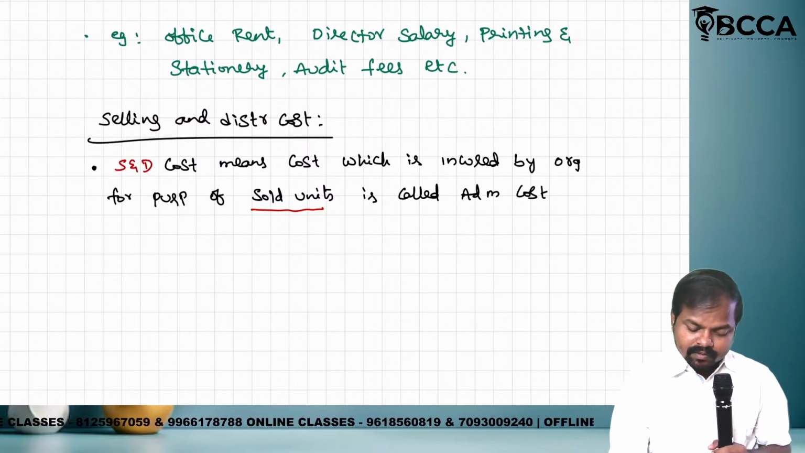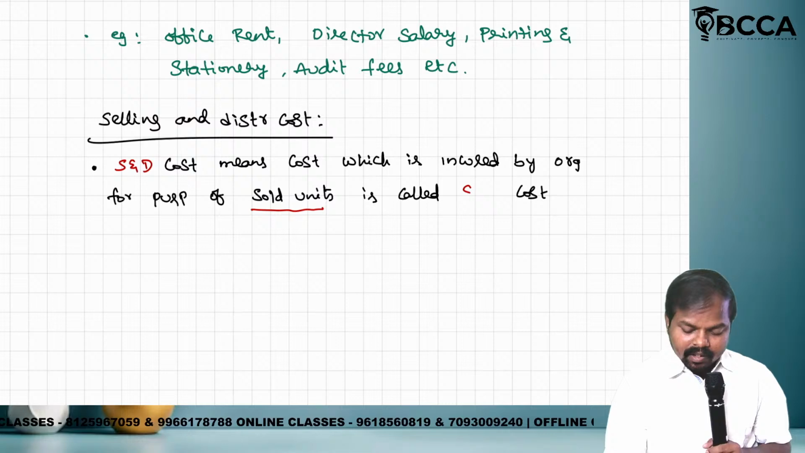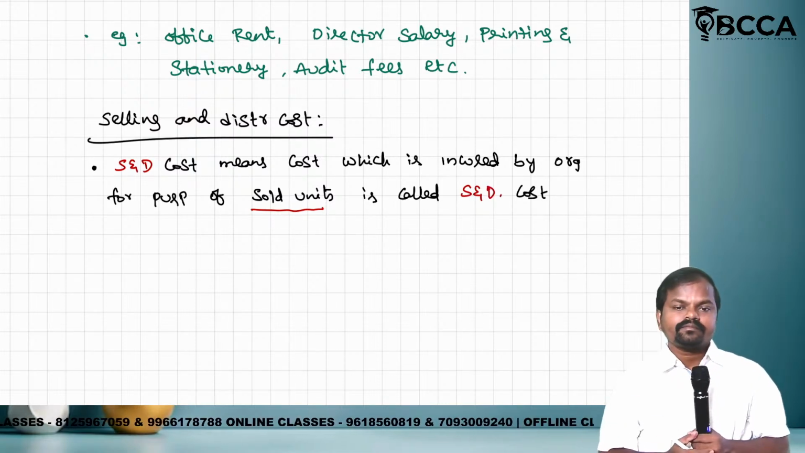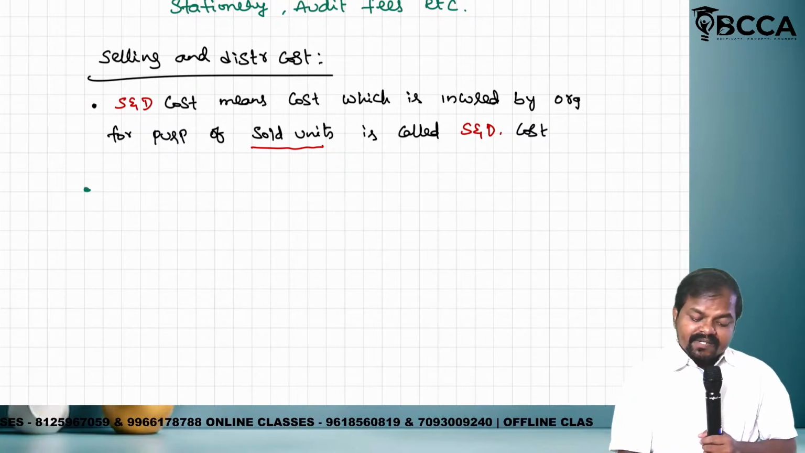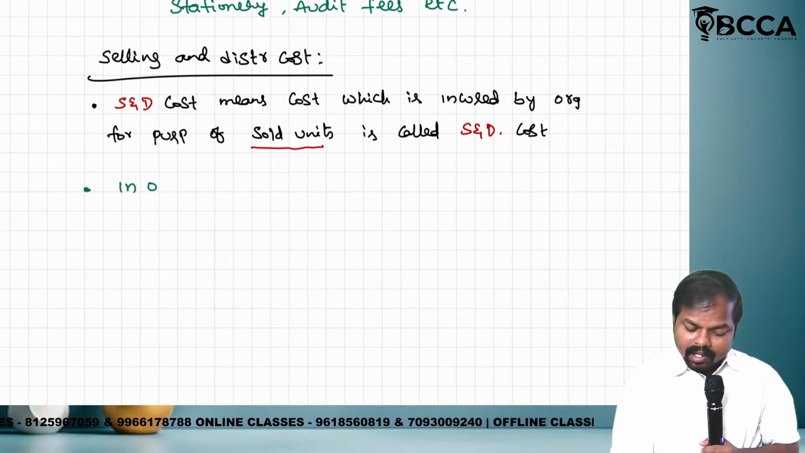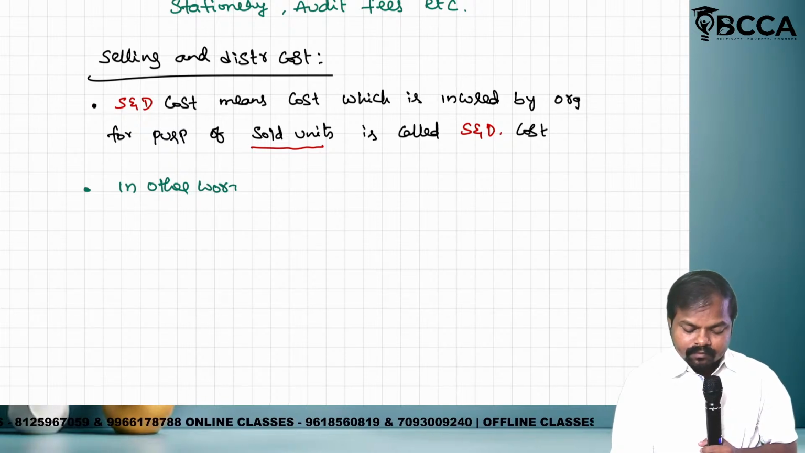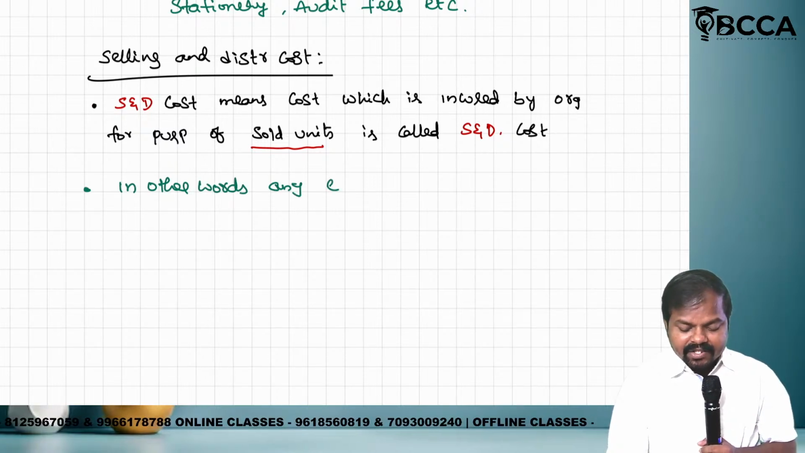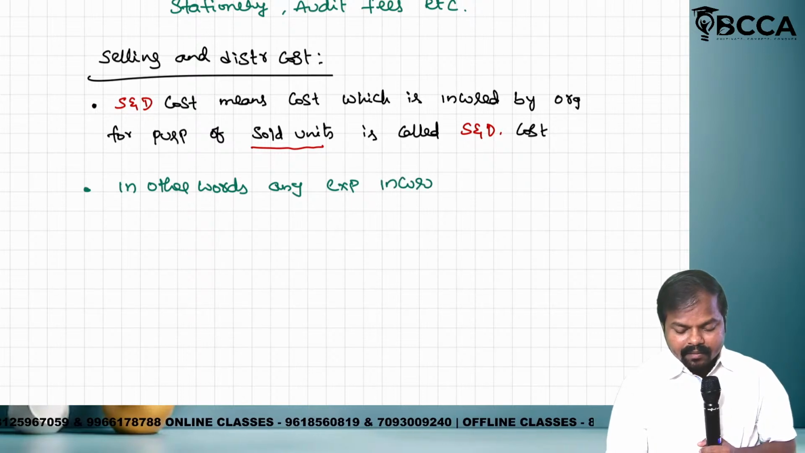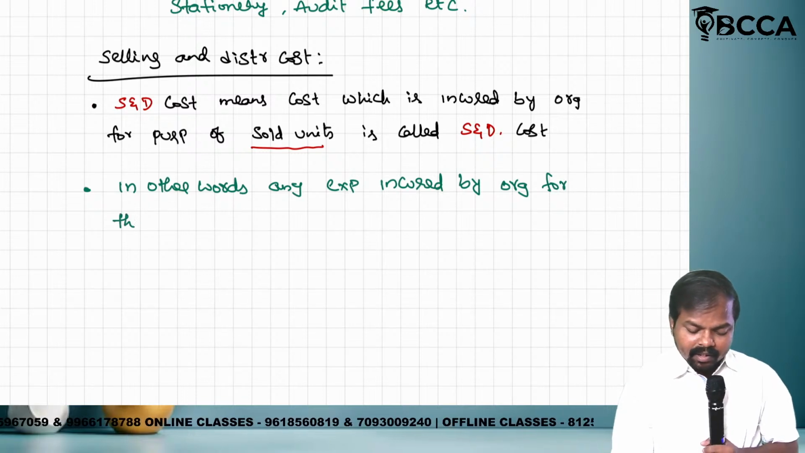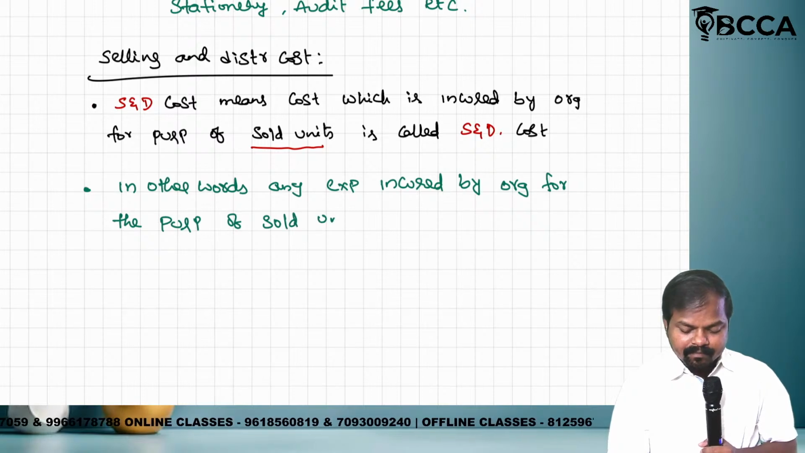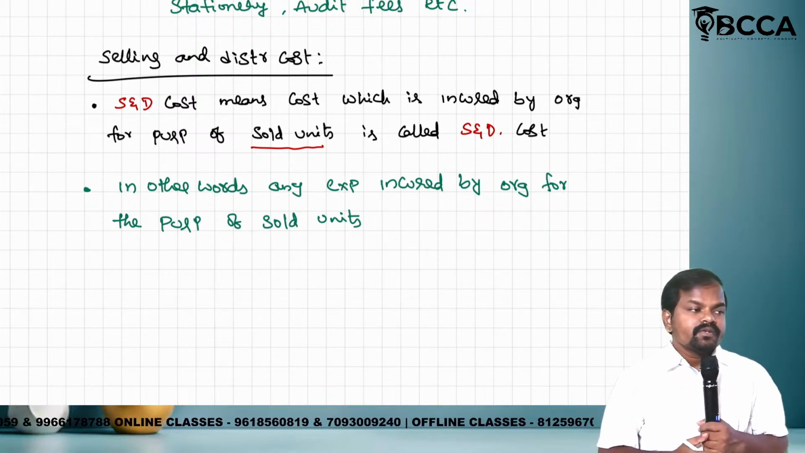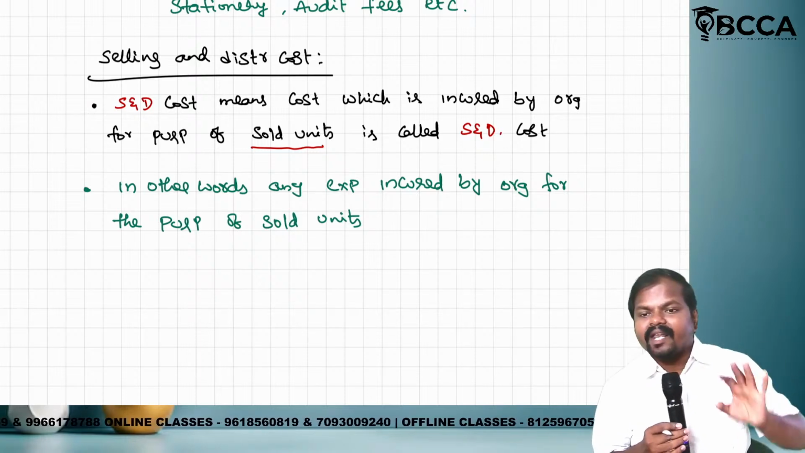S&D cost. Clear? So next, second point. Listen carefully. In other words, any expenditure incurred by the organization for the purpose of sold units. For the purpose of what units? Sold units. It means such expenditure is necessary.